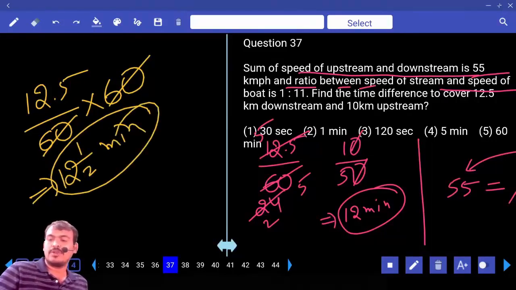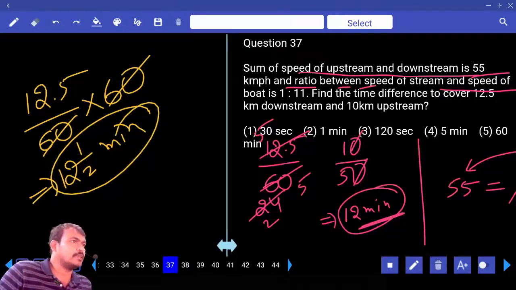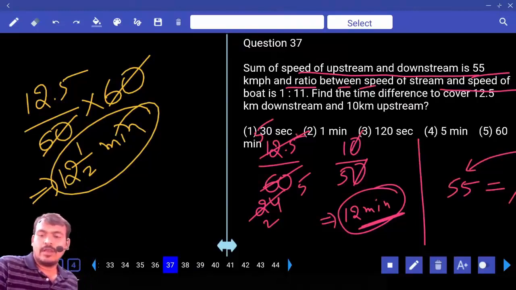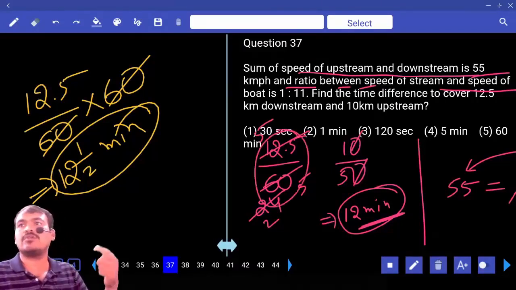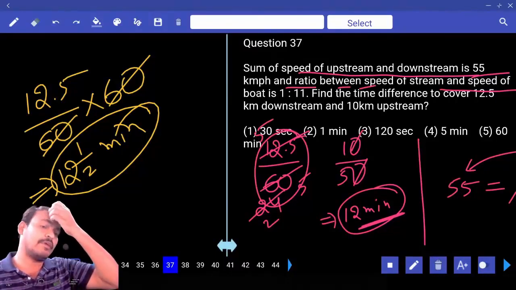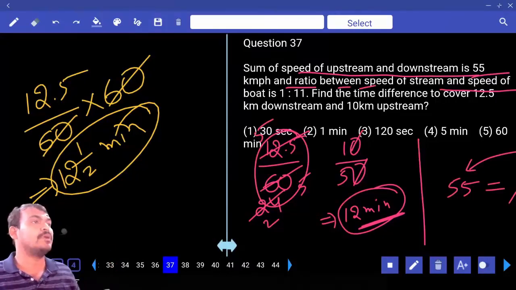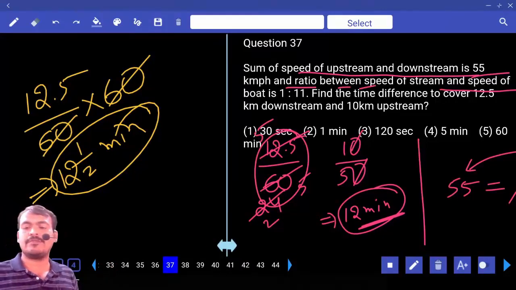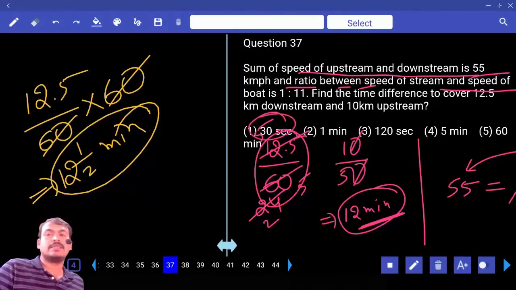And the second one is how many minutes? 12 minutes. What is the difference in time? 30 seconds. 12 and a half by 60, converted to minutes, into 60. Both 60 are cancelled. What is the remaining value? 12.5, means it is 12 and a half minutes and 12 minutes. Difference is how many seconds? 30 seconds.